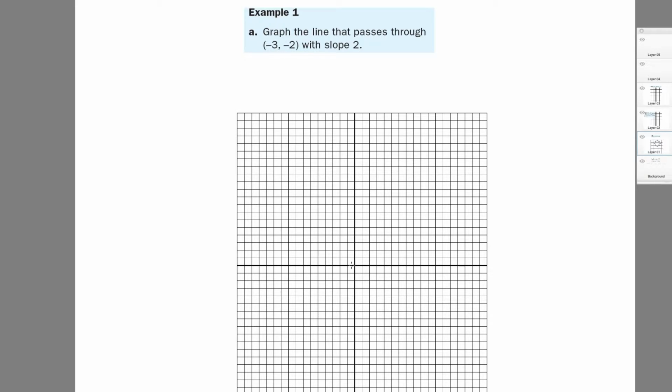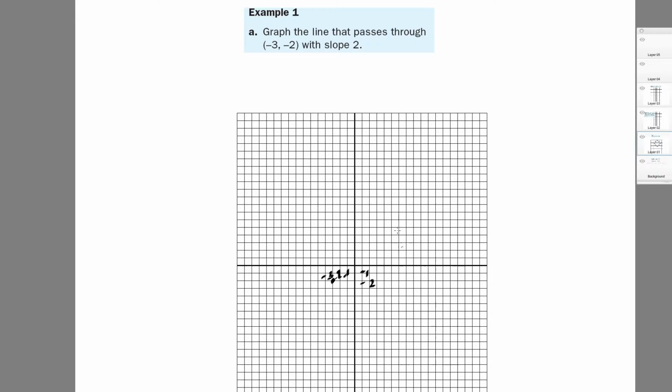We go here, we're on units of 1. So this will be 1, 2, 3, negative, negative, negative. And this would be -1, -2. So -3, -2 is going to be that point right about there.